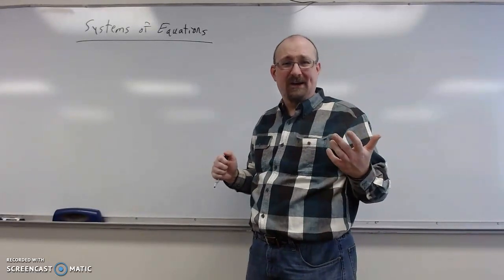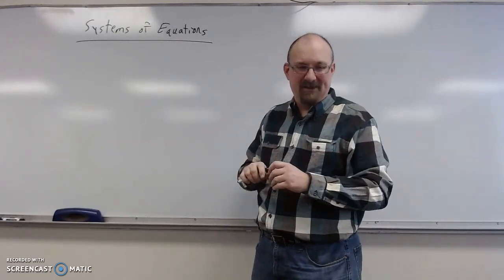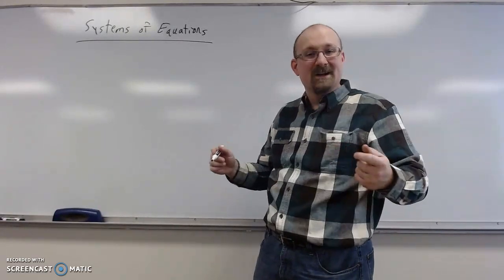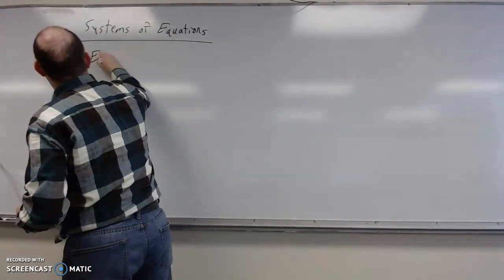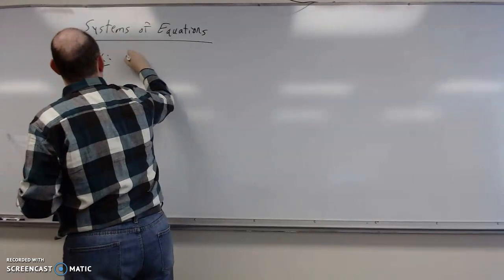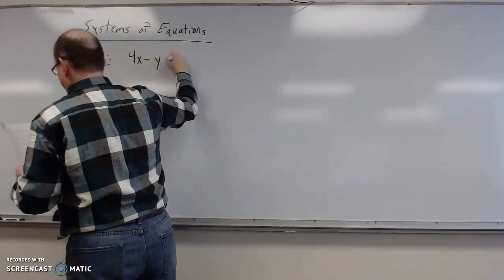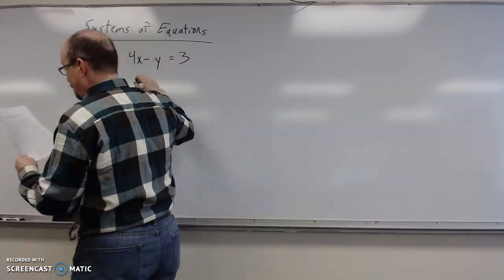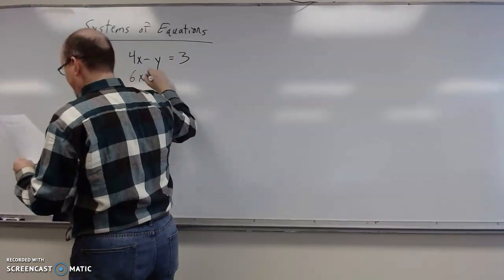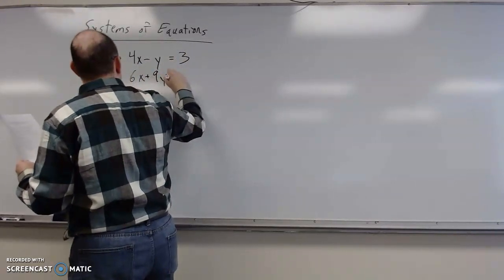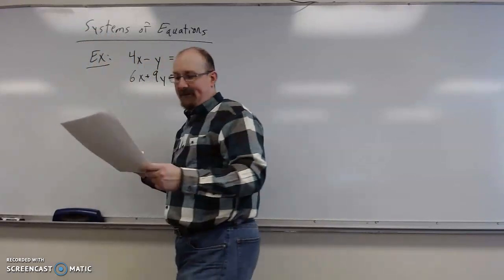So let's take a look. It's probably easier to look at it in the context of an example than to have me wave my hands and talk through it. So let's take a look at this first example listed here. We have 4x minus y equals 3. Then we have 6x plus 9y equals 57.